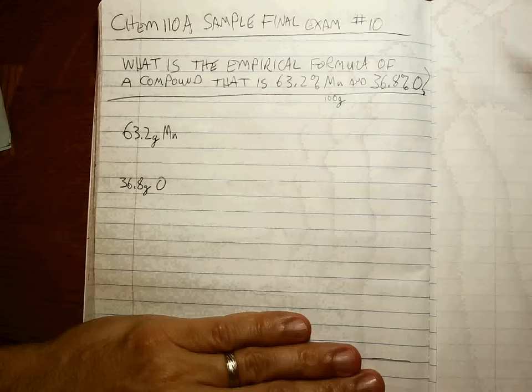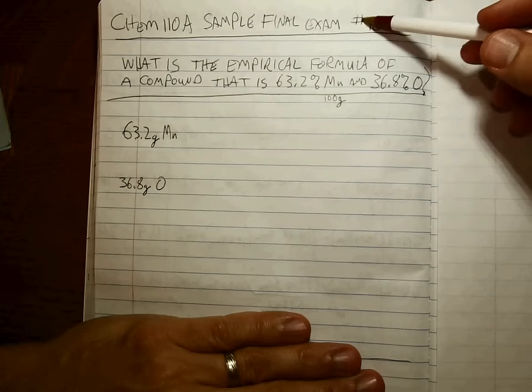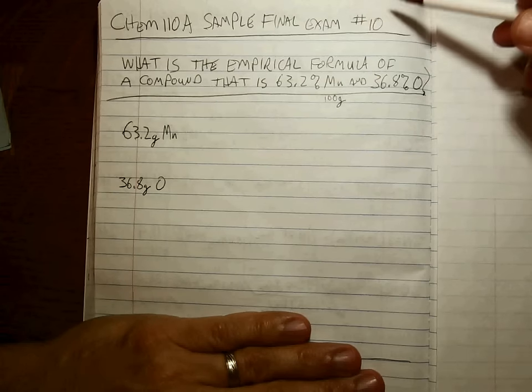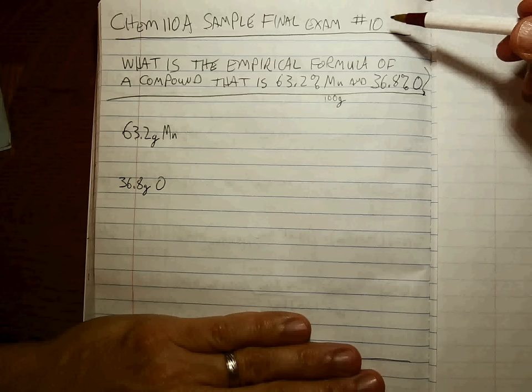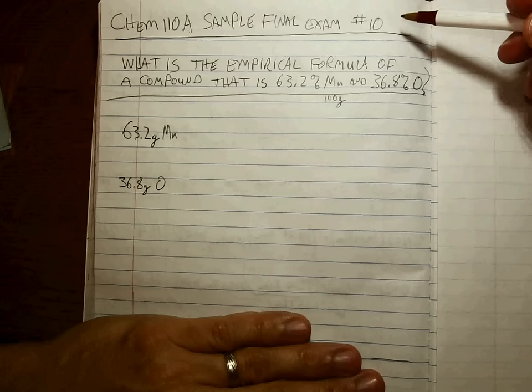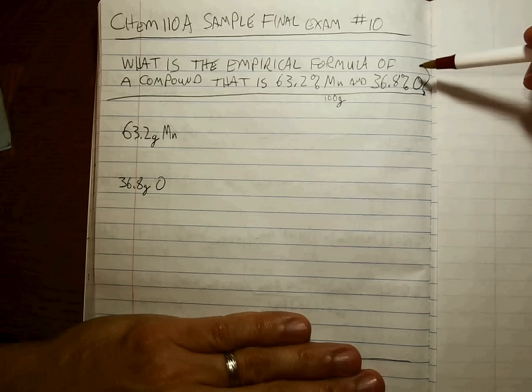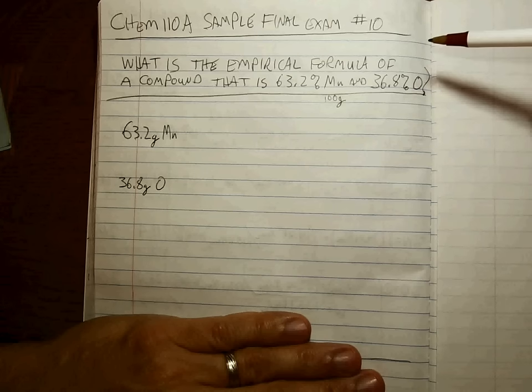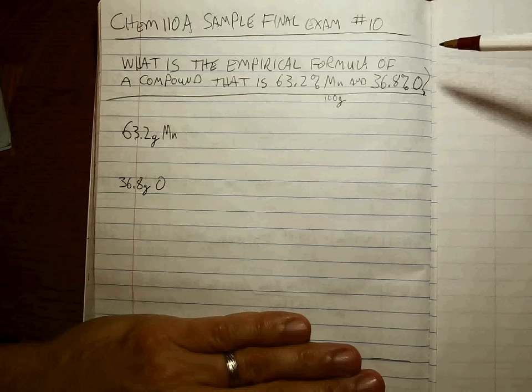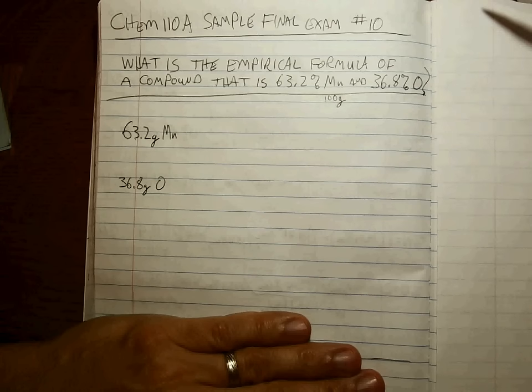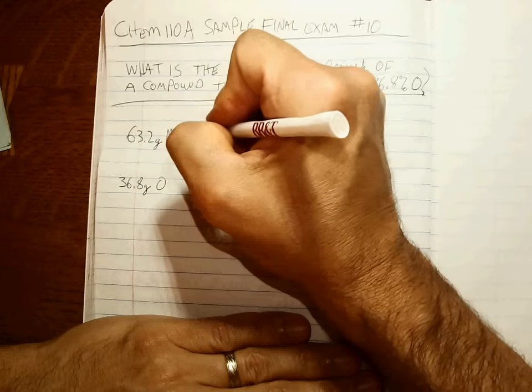Okay, so when we do empirical formulas, you have to remember the steps. They're not hard. You convert to moles using the periodic table. You divide by the smallest number of moles to normalize. Then you check the ratios and see what they look like. Make sure they all become or are counting number ratios. And then you write the formula. It's that simple. Let's convert to moles first.